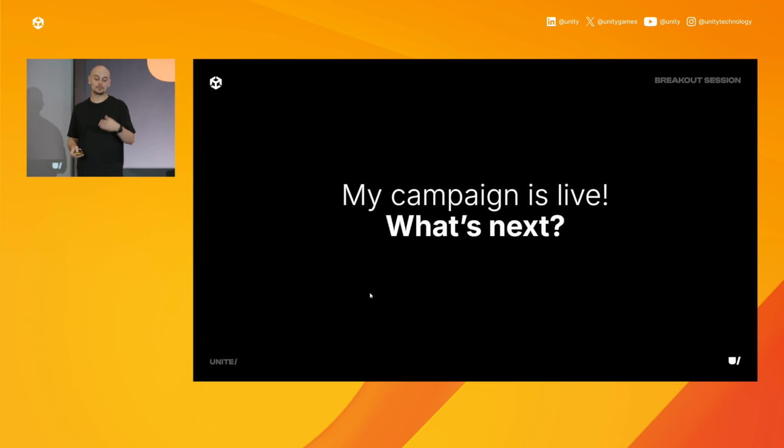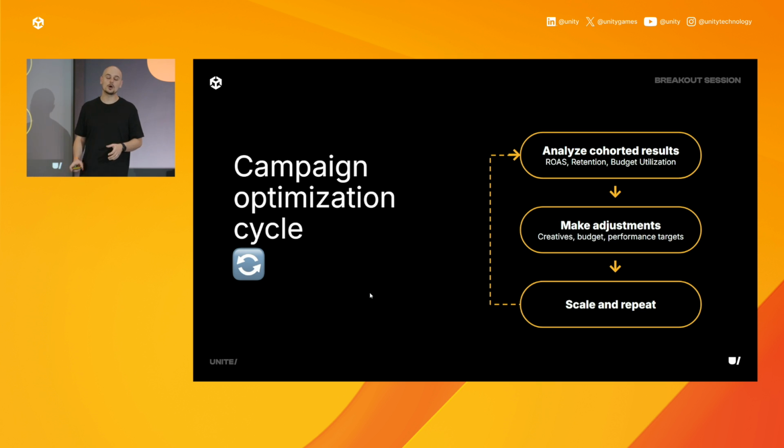Perfect. My campaign is live, so what's next? You're now entering what we call the campaign optimization cycle. And there's 3 key stages here. You start by analyzing cohorted results, usually in a day 7 cohort, focusing on metrics like ROAS, retention, and budget utilization. You will then want to make adjustments to creatives, budget, and performance targets based on these insights. And then lastly, as performance improves, scale and repeat the whole process.